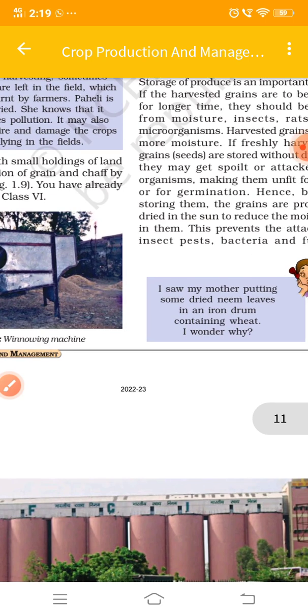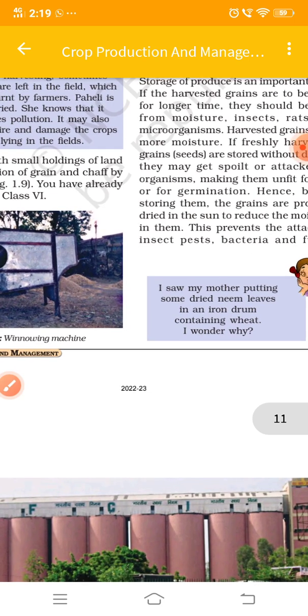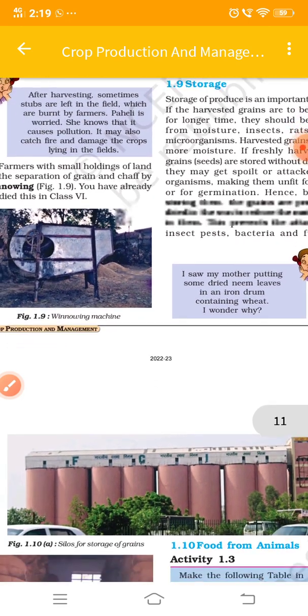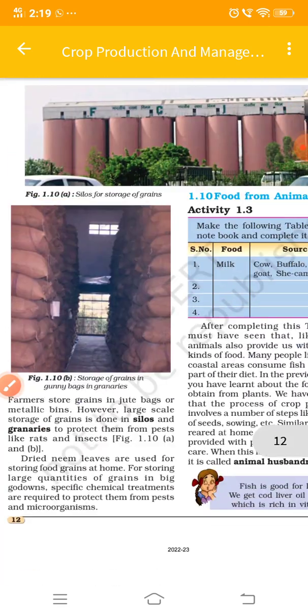I saw my mother putting dried neem leaves in an iron drum containing wheat. I wonder why. Well, I also wonder why.